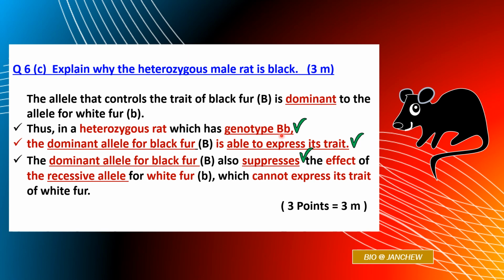Only the black fur. So 1 mark for the heterozygous rat, which has genotype big B, small b, and the allele for black fur is able to express its trait, and then the dominant allele for black fur suppresses the effect of the recessive allele. So these are all the key points.